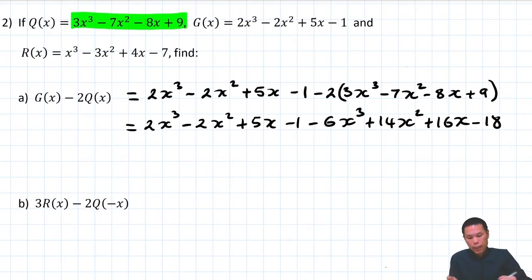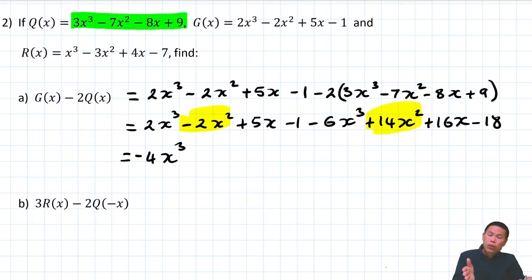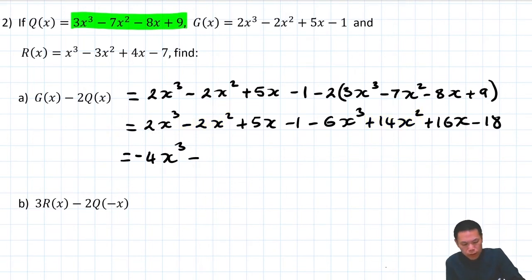Now I just collect like terms, okay? So first of all, we have 2x to the power of 3. And then we go minus 6x to the power of 3. So that is minus 4x to the power of 3, okay? 4x to the power of 3, negative of course. And then we have minus 2x squared. And then we have 14x squared. So minus 2 plus 14 is same as 14 minus 2, right? So that is 12, but it is 12x, so just plus 12x squared.